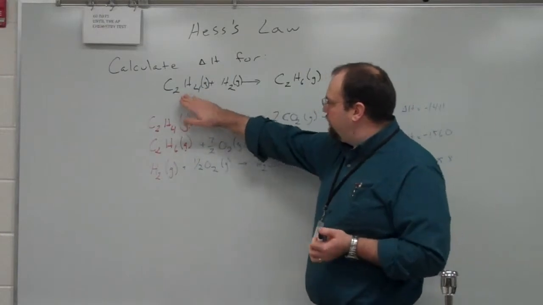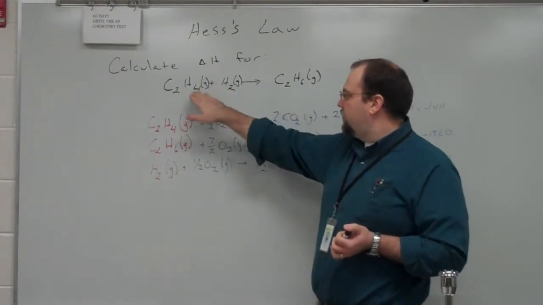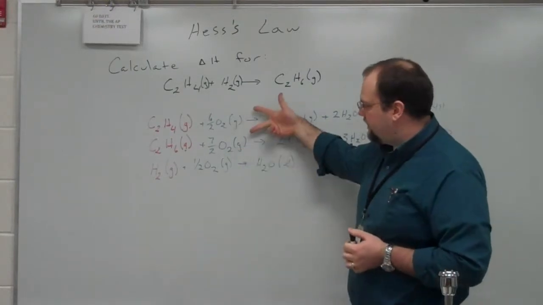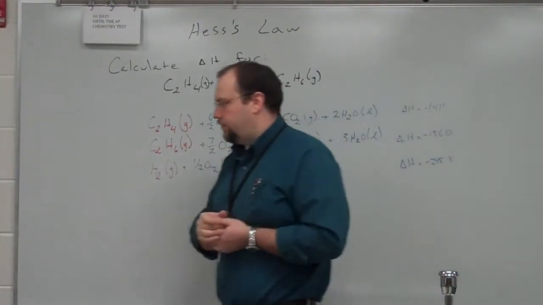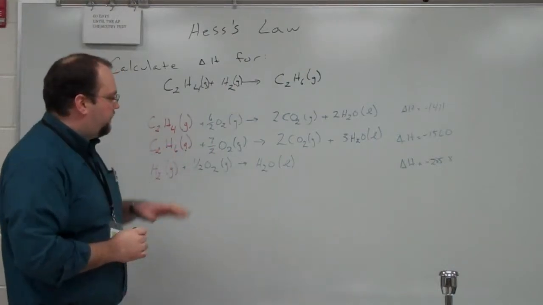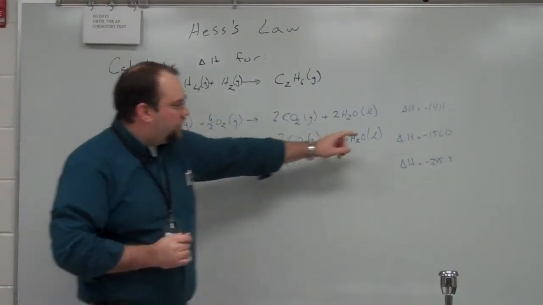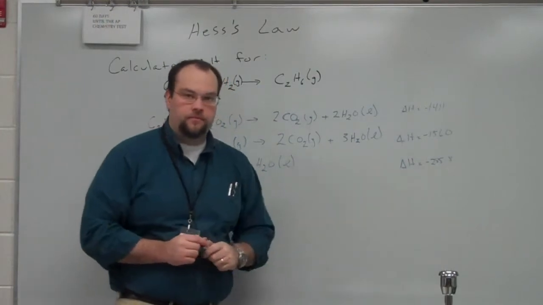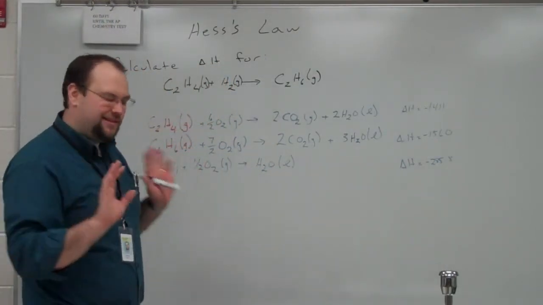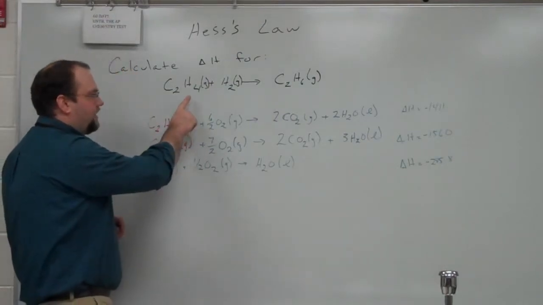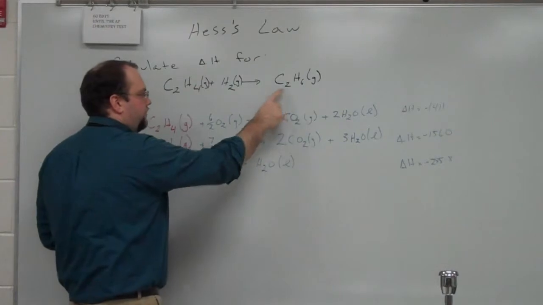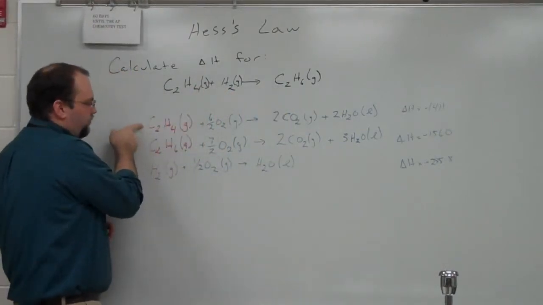I've written the overall balanced reaction, C2H4 plus H2 yields C2H6. And then I've written down the component reactions, we'll call them. They're not really reaction mechanisms, so we'll call them the component reactions. These are given, as are their delta H values. Also, just to make things pop and look a little easier, I've taken the components that we're looking for, these three compounds in my balanced equation, and I've written them in red.